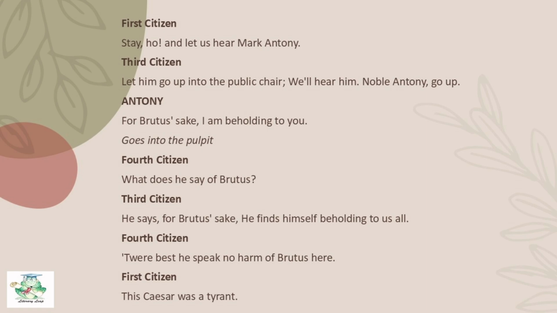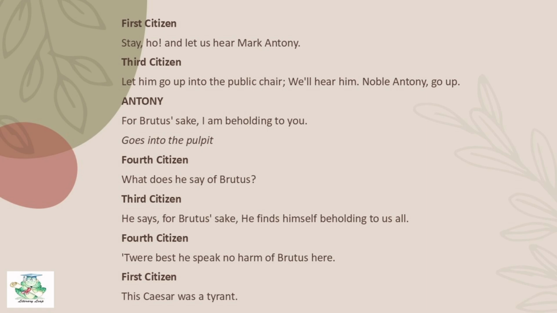in a respectful manner. The fourth citizen suggests that it would be wise for Antony to avoid speaking badly of Brutus in public, as the crowd is still loyal to Brutus at this point. So we see that right now the crowd is for Brutus, and if Antony goes ahead and makes the mistake of saying anything against Brutus, the crowd might just attack him, or maybe even decide not to listen to him.